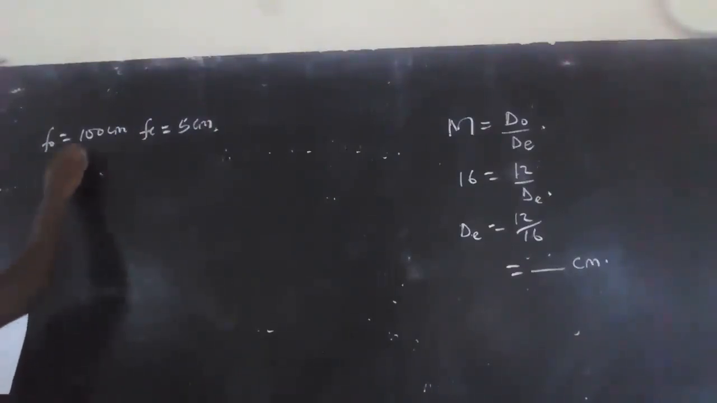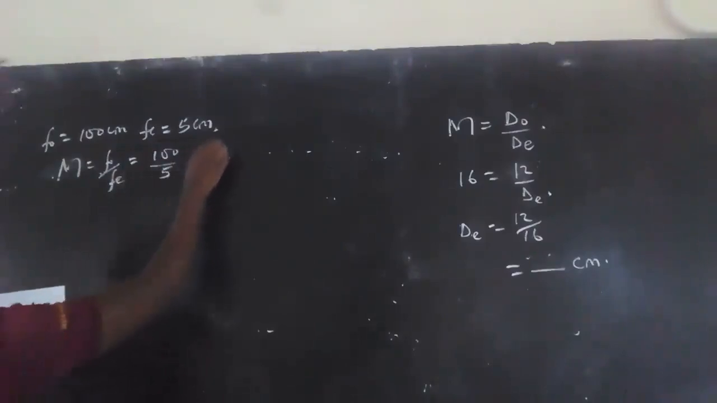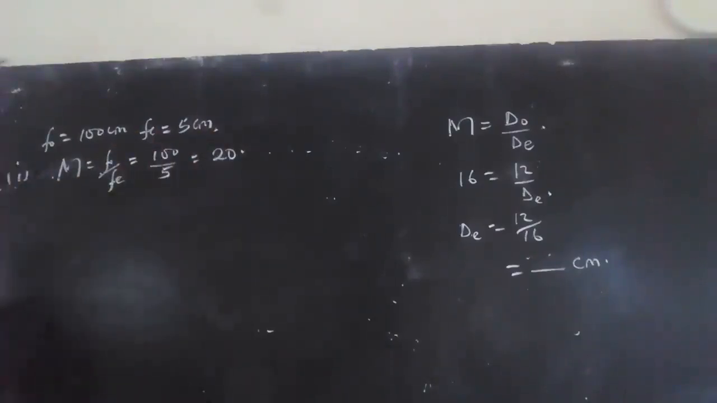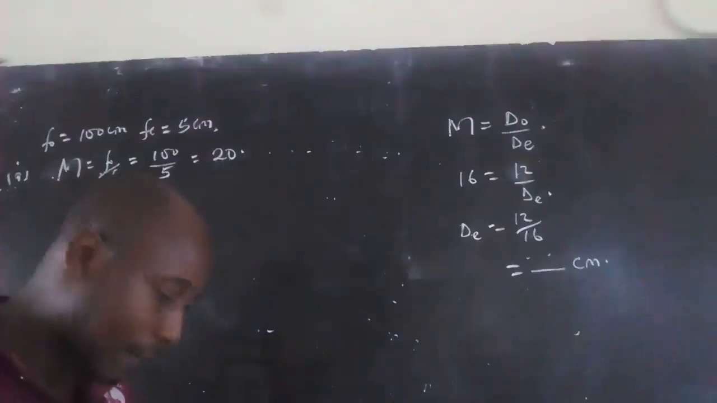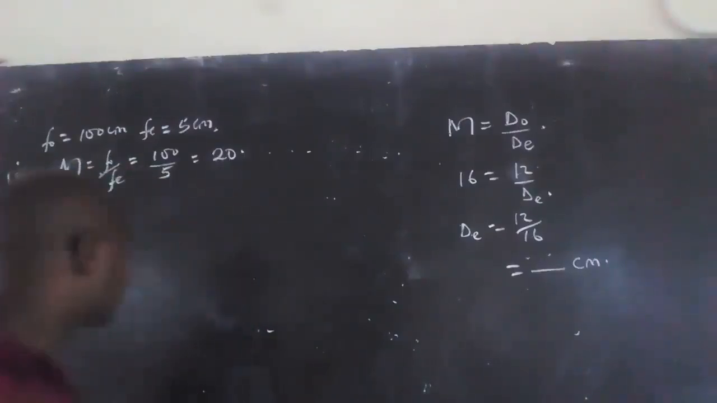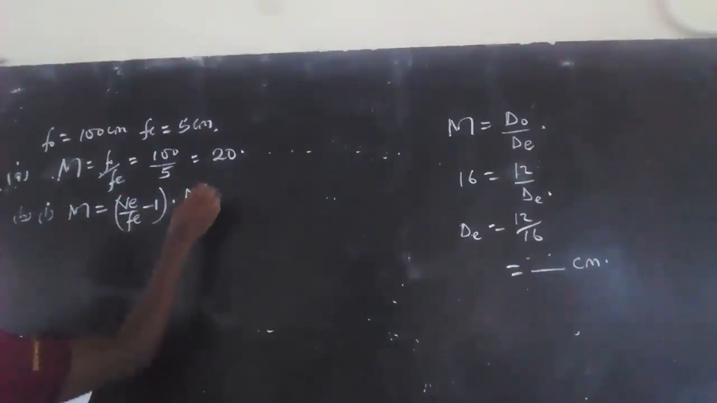So angular magnification equals F0 over FE, which becomes 100 over 5, giving us 20. That's part A. Part B. If the telescope is arranged in such a way that the final image is formed at 25 from the eyepiece, calculate the magnifying power. So magnifying power, part B, is the same as VE over FE minus 1, times D over F0. Remember that? Times D over F0.